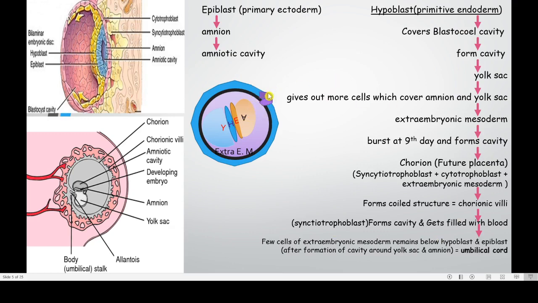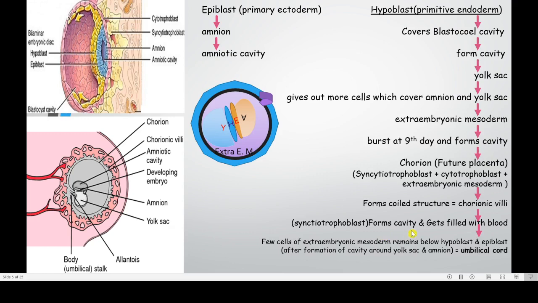Now this chorion will form a coiled structure which will be called chorionic villi. Here in this diagram you can see these are the finger like projections of the chorion, and these are called chorionic villi. This gray colored finger like projection that you can see are the chorionic villi.